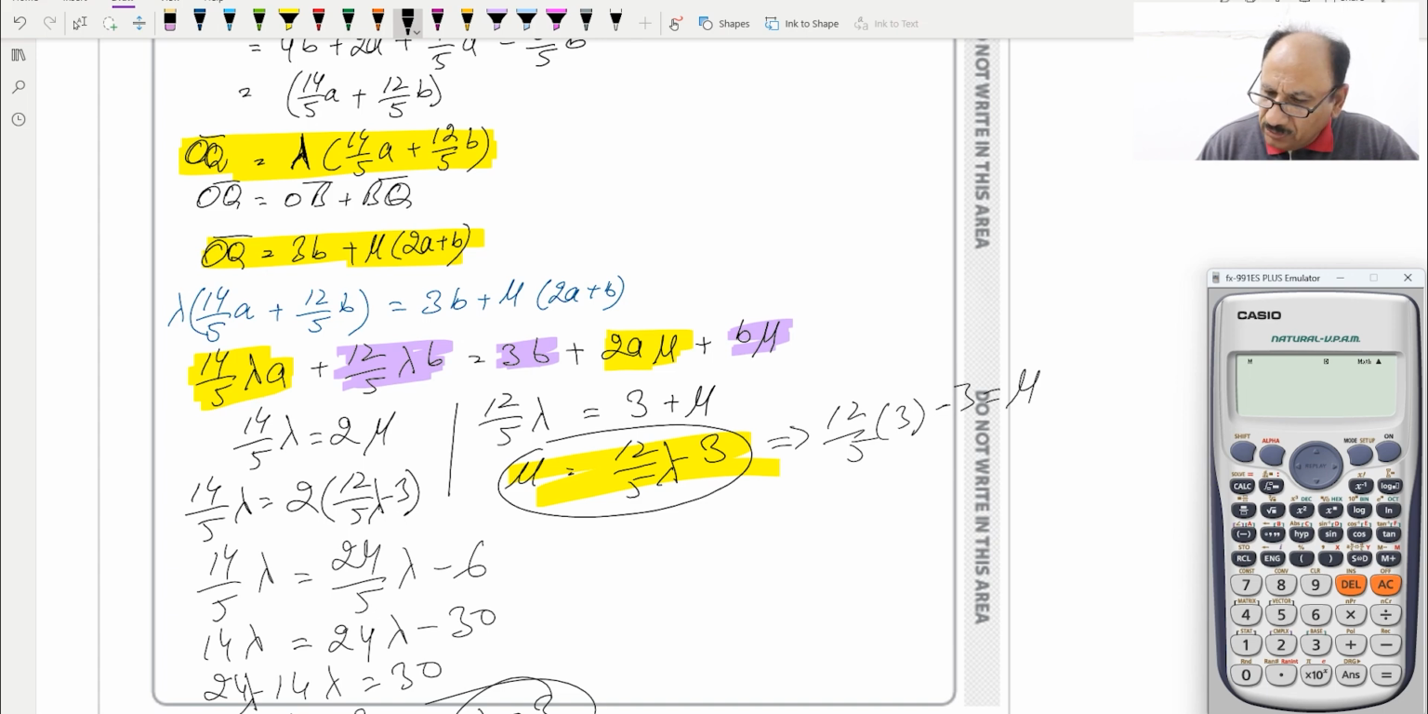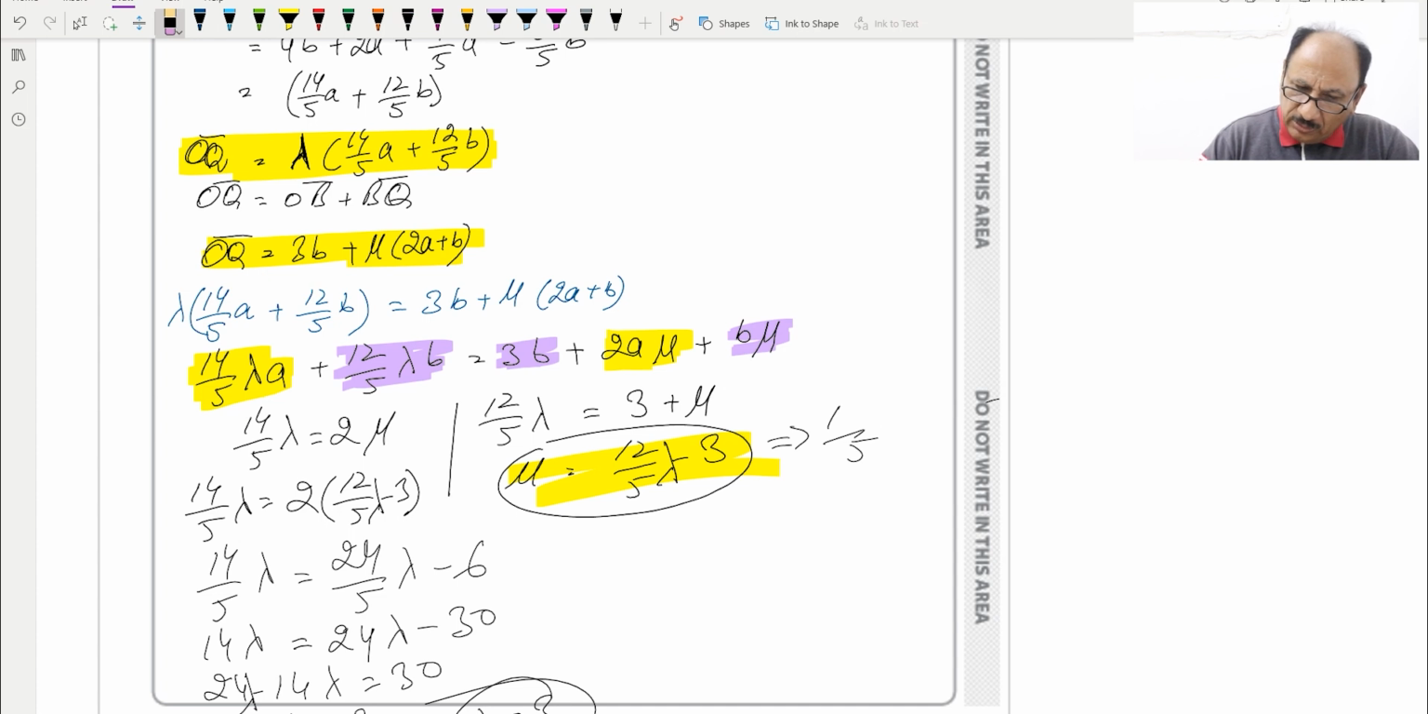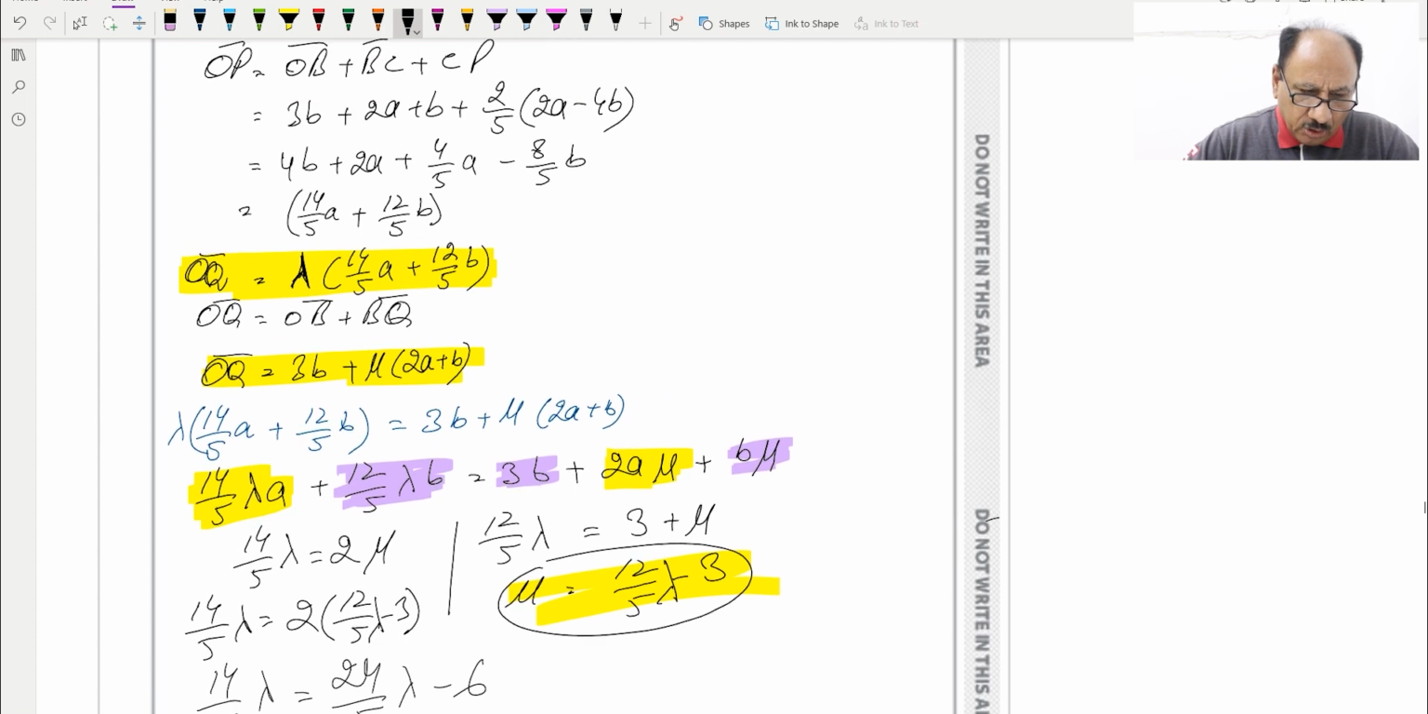This will be 12 over 5 and multiply by 3, and minus 3 will be giving us this one. So basically, decimal value 21. We don't require this value. Basically we can just replace this value. No need to calculate this value. We can just replace this value of lambda in OQ.